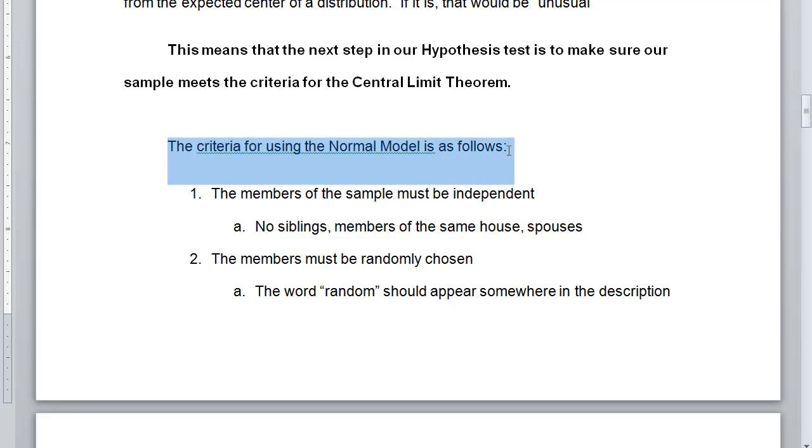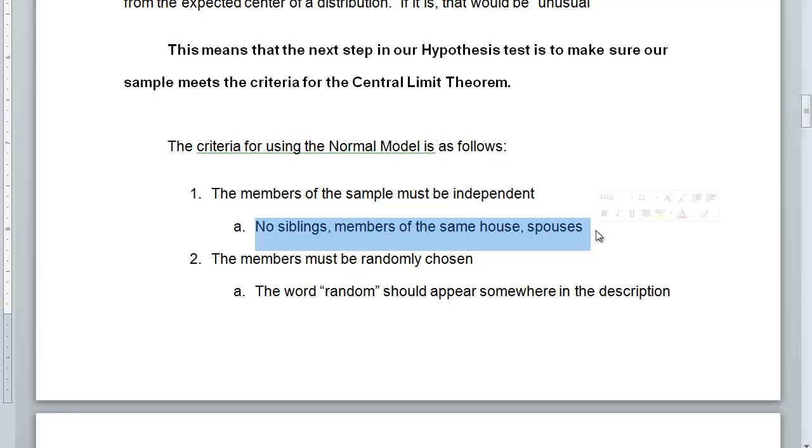This is our criteria. The members of the sample must be independent. No siblings, members of the same house, spouses. I can assume with the CDC data that there's maybe a sibling or two, but probably no child is going to affect any of the others in the sample. Okay? If you had a whole bunch of siblings, this would be bad. That would bias the sample. Members of the same house, right? That's going to be siblings. And spouses, right? We're talking about 8-year-old kids, and so they're not going to have significant others.